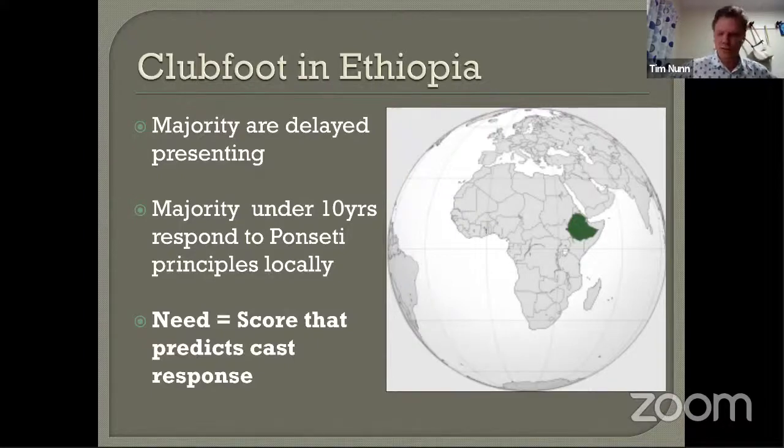Services for delayed presenting clubfoot are at a early moment in development, with provincial towns really taking some of the burden off of our institution in providing this care. What we wanted was a score that predicts the response to casting, so that we can determine which cases need referral to our center, which is CURE Ethiopia, and which could be managed more locally.